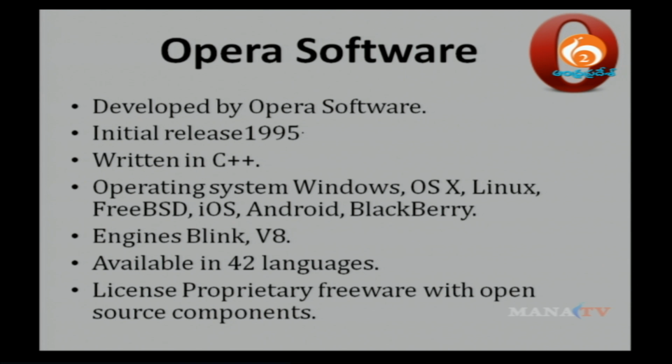Opera is one more web browser, developed by Opera Software company. Initial release was in 1995. Written in C++. Operating systems: Windows, OS X, Linux, FreeBSD, iOS, Android, BlackBerry. Engines: Blink, V8. Available in 42 languages. License proprietary freeware with open source components.